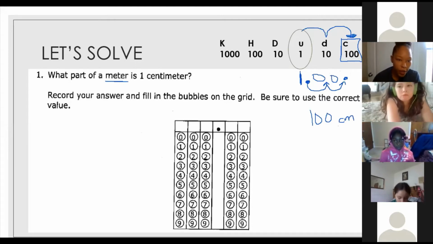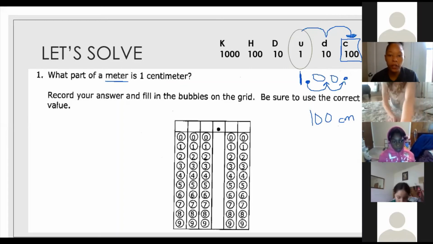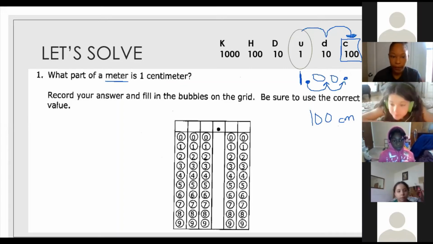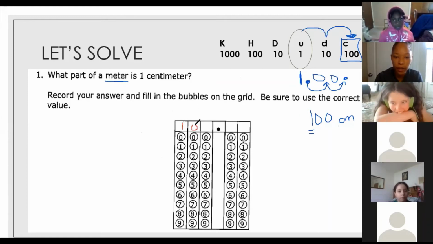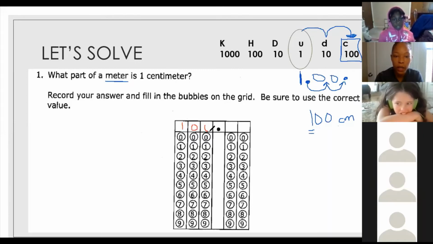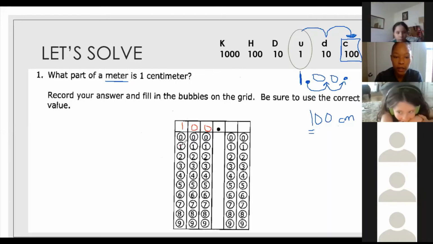Now the next part of this question is saying record your answer and fill in the bubbles on the grid. What place value am I placing the number 1 in? The hundreds. Good. What about the 0? The tens and the ones. Good. And then you just go ahead and shade it in. That was number 1 on page 144. So if you have not done it, please go back and do it.